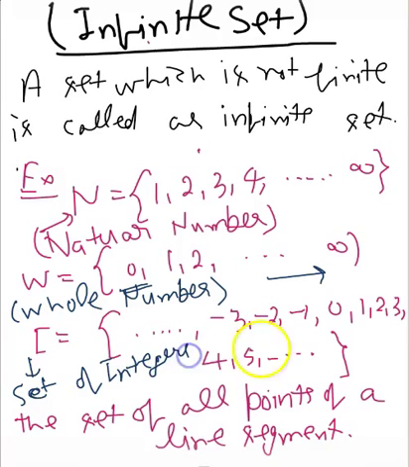Here also we have elements from minus infinity to plus infinity. So we don't know how many elements are present in this set. So this is again an infinite set. Again, one more example, set of all points in a line segment. We can figure out that an infinite number of points are present in a line. So again, a set having all points in a line segment is an infinite set.